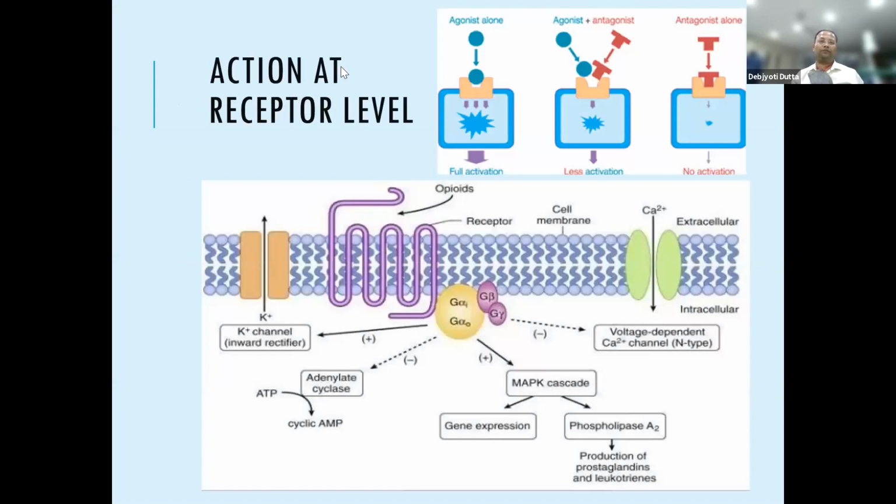Action at receptor level. As I told, when opioid acts, there are some differences in agonist, partial agonist, and antagonist. But ultimately when it acts on the receptor, it decreases pain signal transmission.